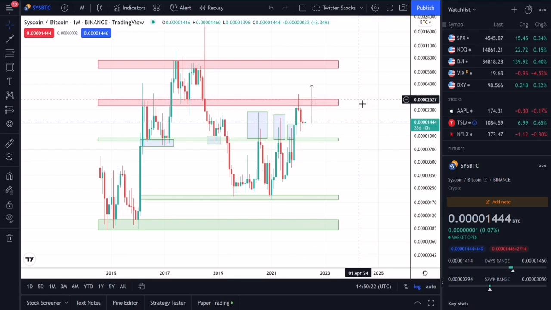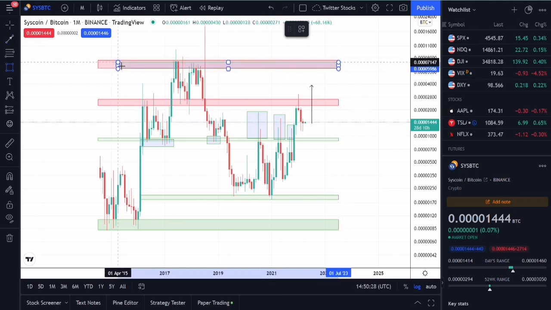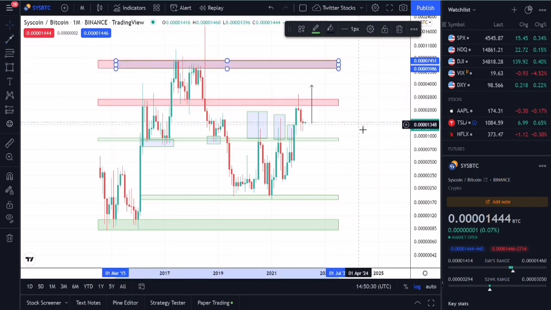If we are to breach through this level, then most likely you would see prices retest this range over here. If you look at it from a percentage gain, let's just take this as 14 cents, and this range falls around the 60 cent to 70 cent area. So if we assume that it's 60 cents, then that's roughly around a 400% gain from current market prices.